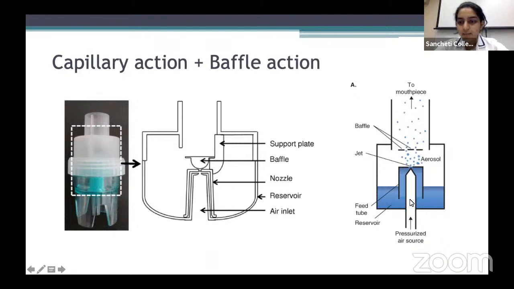As the air moves up here, it's going to move out at a high velocity and it's going to carry the fluid or the medication with it, and that will hit the baffle. The baffle basically acts like an obstacle in the way. So when this medication hits the baffle, it gets split into small particles that form the aerosol. This aerosol is then delivered to the patient.